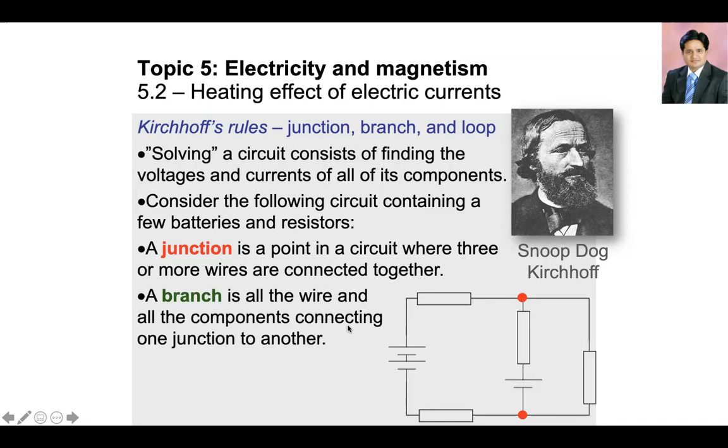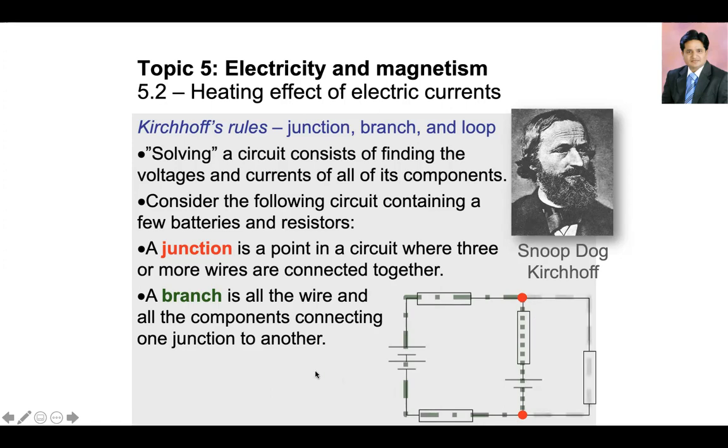Then let's understand what is a branch. So this whole thing is considered as a branch. Let me display it with my green dotted lines. A branch is all the wire and the components that are connecting one junction to another. So this is one branch, connecting one junction to another.